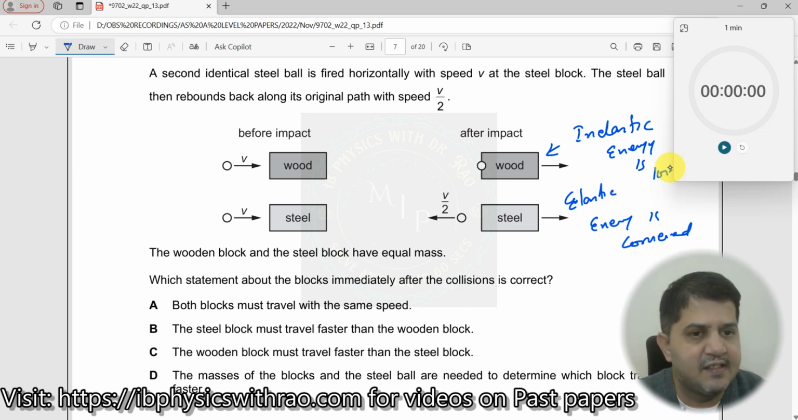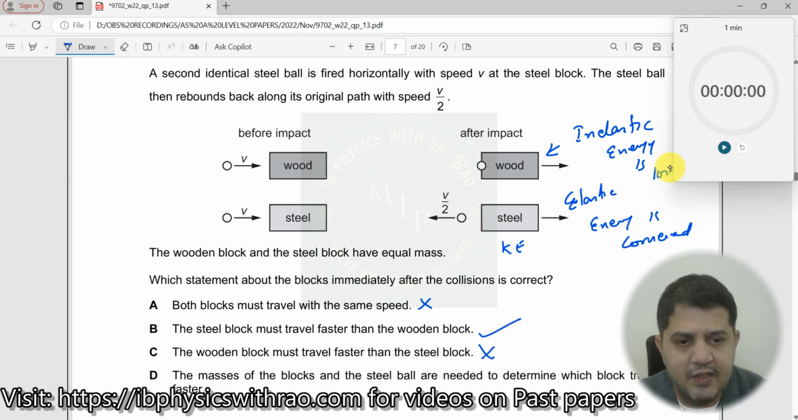When you say energy is lost, what kind of energy? Kinetic energy is lost. That means the velocity will reduce over here. So definitely the steel block should travel faster, and the wooden block should travel slower. So they will not travel at the same speed, and this is incorrect. The steel block must travel faster than the wooden block, right? So if this is correct, the other is definitely wrong. The masses of the blocks do not matter here. So therefore B is the right answer.